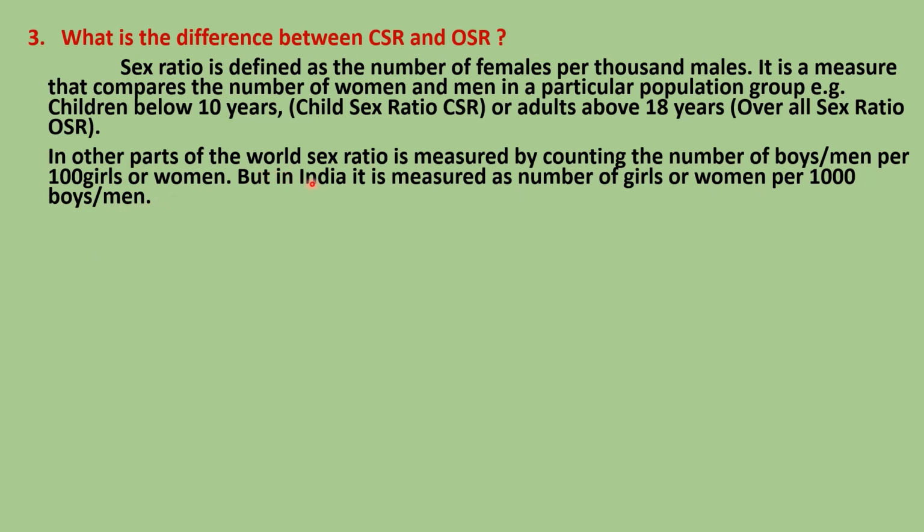In other parts of the world, sex ratio is measured by counting the number of boys or men per 100 girls or women. But in India, it is measured as the number of girls or women per 1,000 boys or men. So don't get confused with these numbers, all of you. Remember them clearly and write clearly. Last time you made many errors in this particular answer.